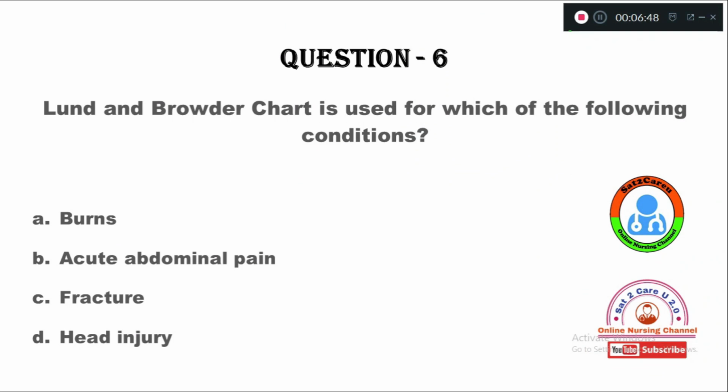Question number 6. Lund and Browder chart is used for which of the following conditions? Option A, burns. B, acute abdominal pain. C, fracture. D, head injury. In which condition is the Lund and Browder chart used? The right answer, option A, burns.